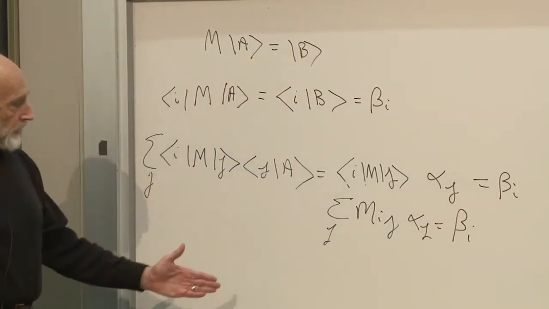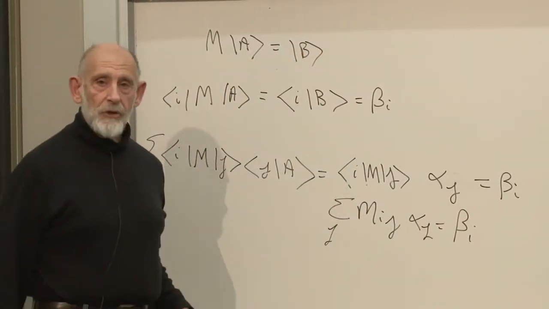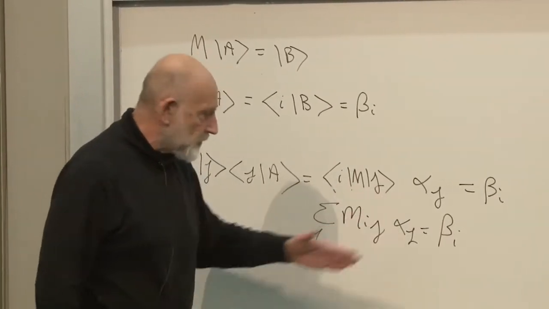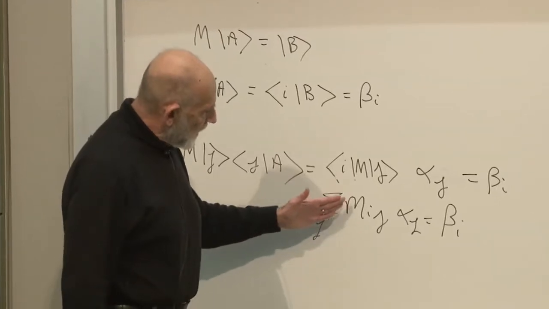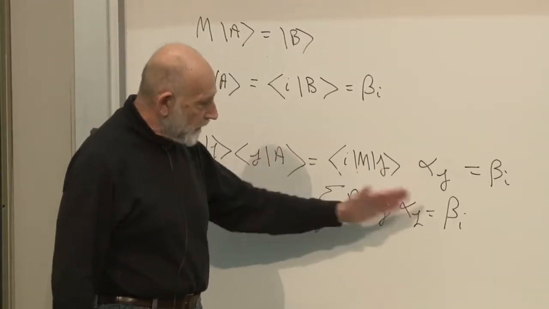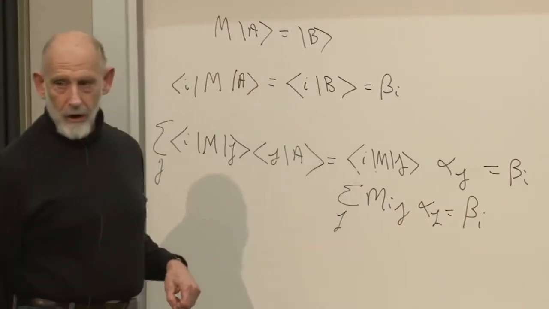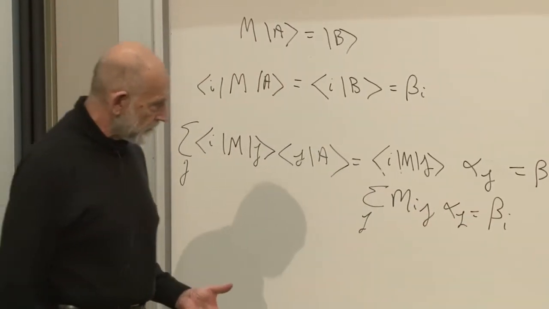If somebody hands you the collection of M_ij's, and somebody hands you a vector in the form of its components, you can then start sweeping through it and calculating what the components of the output are in terms of the input.